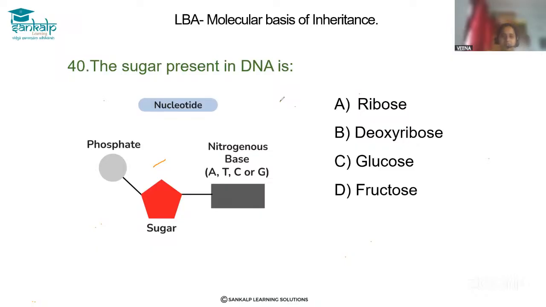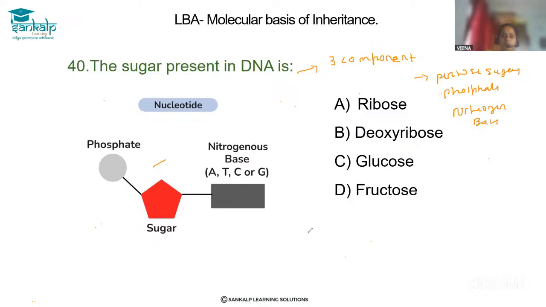Let's solve question 40. The sugar present in the DNA is... Okay, so dear student, here you should first understand the components of DNA. You have already studied that DNA contains 3 components. Which are those? One is pentose sugar, another one is phosphate group, and the third one is nitrogenous bases.